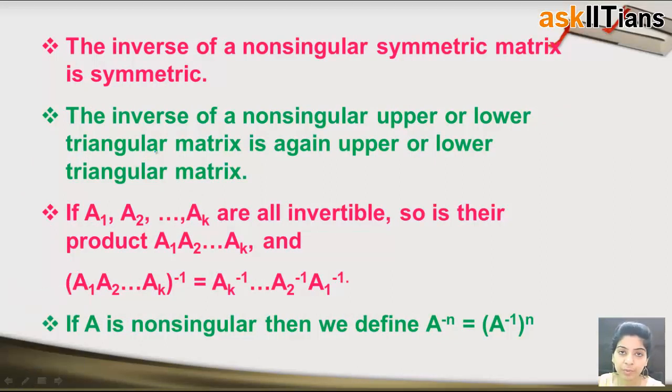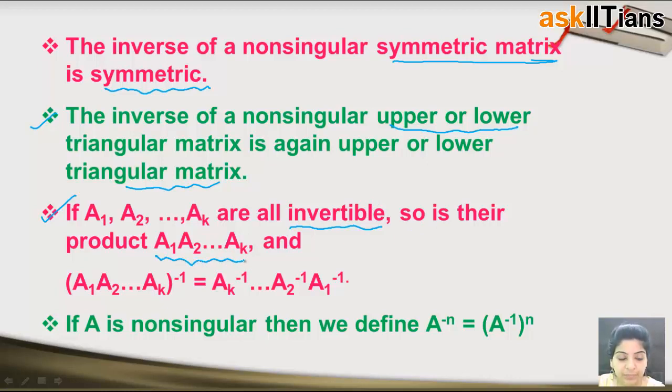Okay, continuation of properties. We have inverse of a non-singular symmetric matrix is symmetric. The inverse of a symmetric matrix will always come out to be symmetric. Similarly, inverse of upper or lower triangular matrix is again upper or lower triangular matrix. Next we have, if A1, A2, ..., AK are all invertible. Invertible means all of them possess inverse. So is the product A1 into A2 into ... into AK.